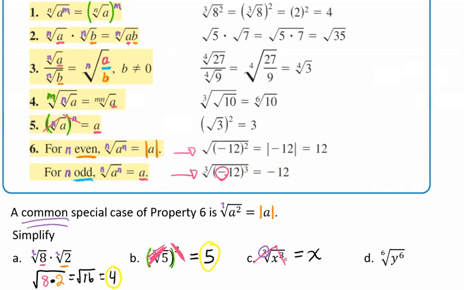So if we take a look at our example D, it's also a special case for our sixth property, where we have an even n value. And so here we see a very similar thing. If we follow that, then our answer should be the absolute value of y, which in this case is going to be our final answer, because we don't know if y is positive or negative. So that would be our final answer there. And we're finished.